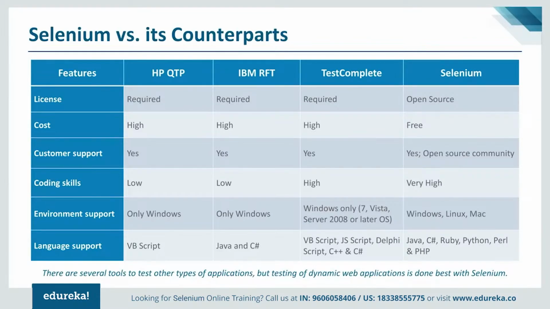Now the final feature we're looking at is language support, wherein QTP supports only VBScript, RFT supports Java and C#, Test Complete supports VBScript, JScript, Delphi script, C++ and C#, whereas Selenium gives you a dynamic range of support for almost all popular programming languages like Java, C#, Ruby, Python, Perl, and PHP. Now, all that being said, I take it that you folks now have a better understanding as to why Selenium is a technology that has been trending among its peers.